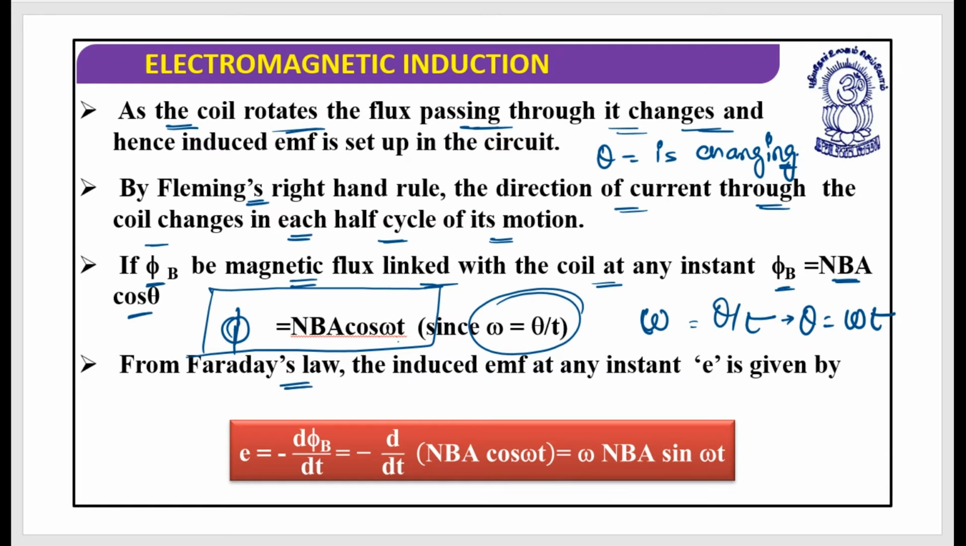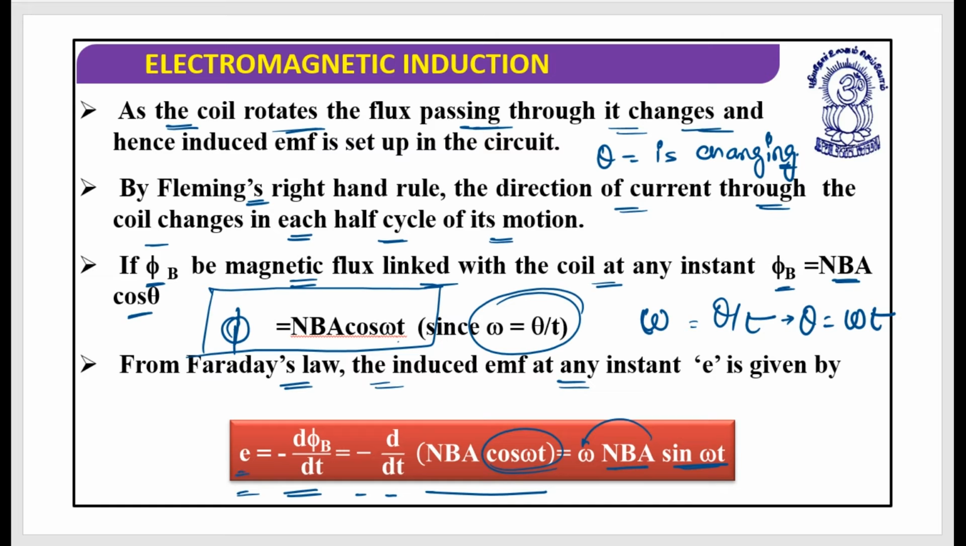Now from Faraday's law, the induced EMF at any instant can be considered as E is equal to minus d phi by dt. This would be minus d by dt of NBA cos omega t. If I differentiate this, NBA is a constant quantity and is not going to be differentiated. And cos omega t, if I differentiate, will be sine omega t multiplied by omega by the chain rule. I hope you understand.